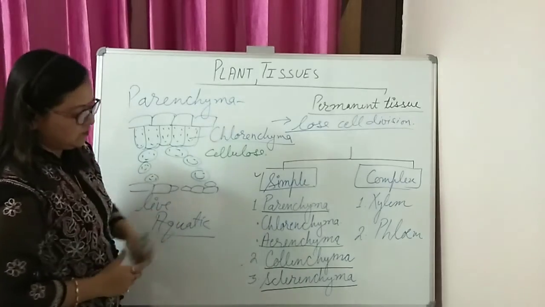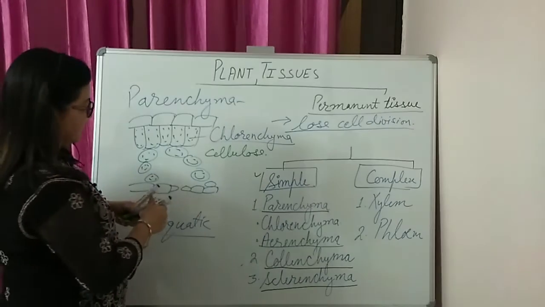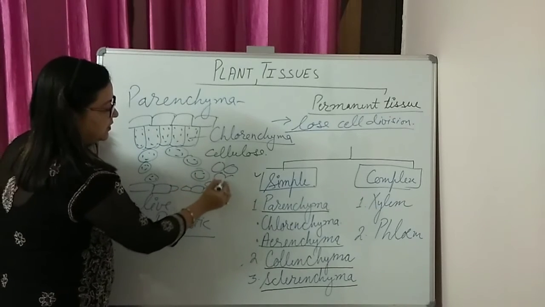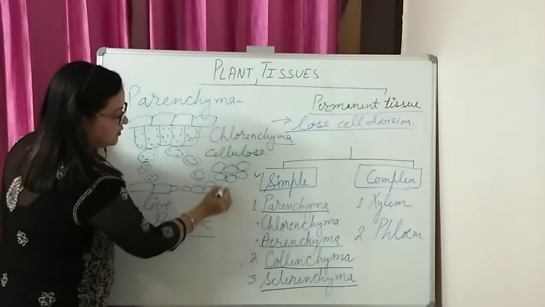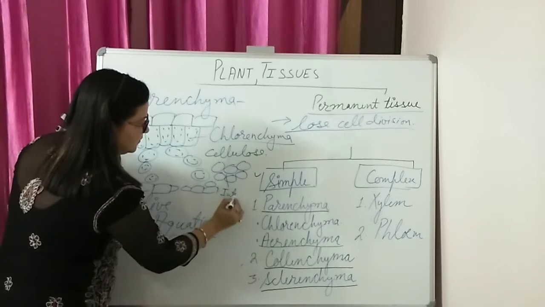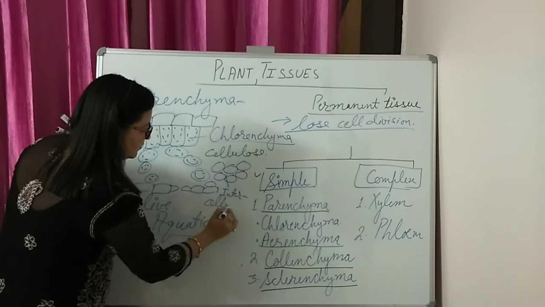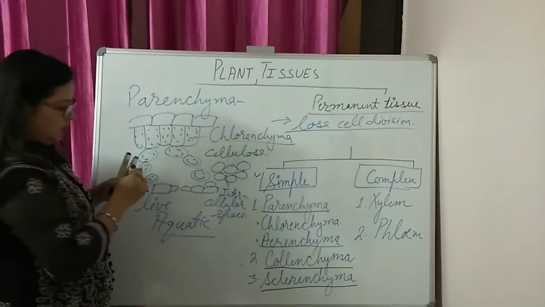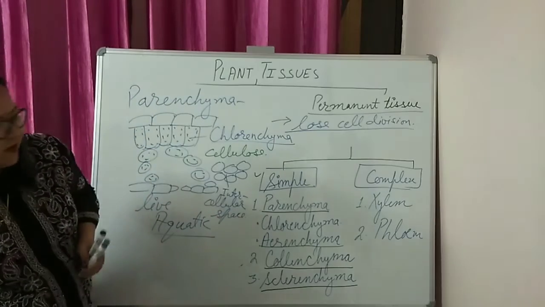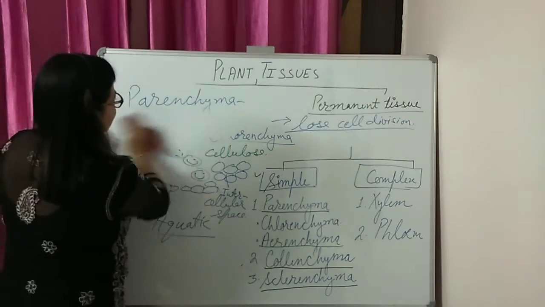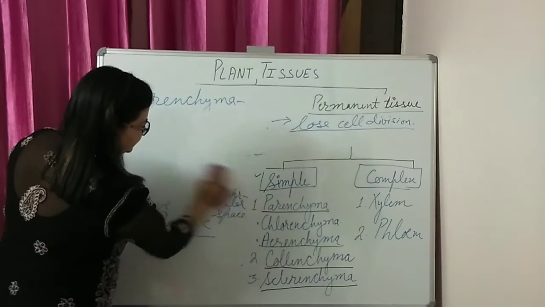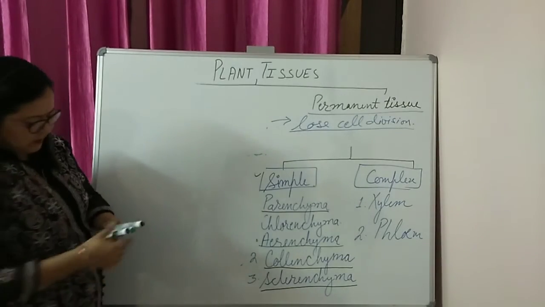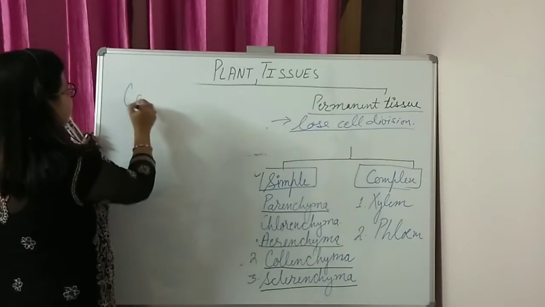Now, next come to the collenchyma. In the case of parenchyma, the cells have some intercellular spaces. Intercellular space. Now, next come to the chlorenchyma. Next is the second, collenchyma.